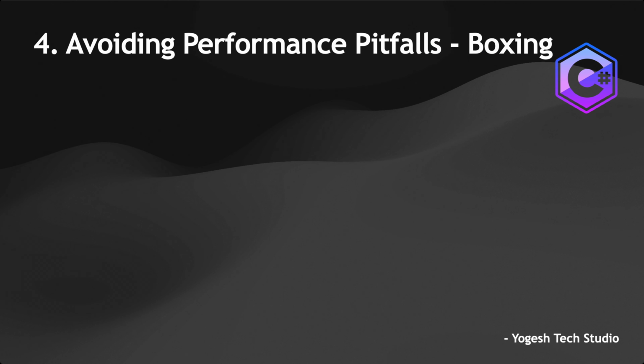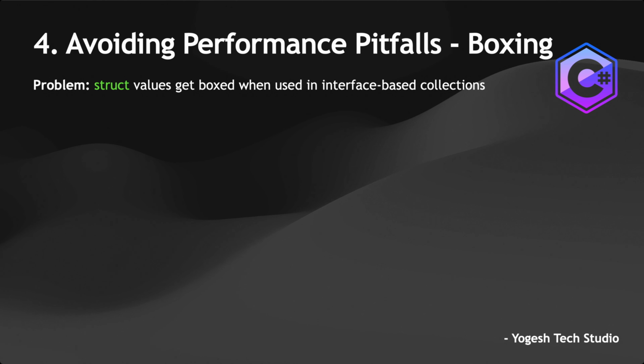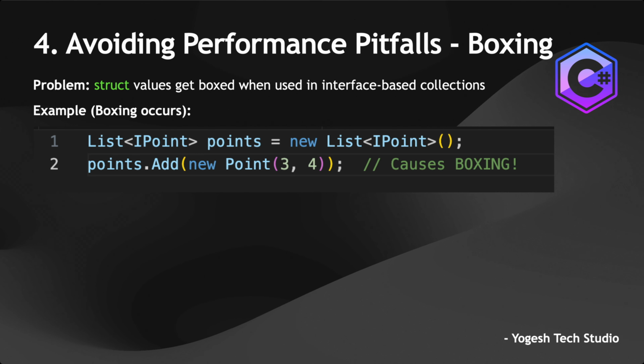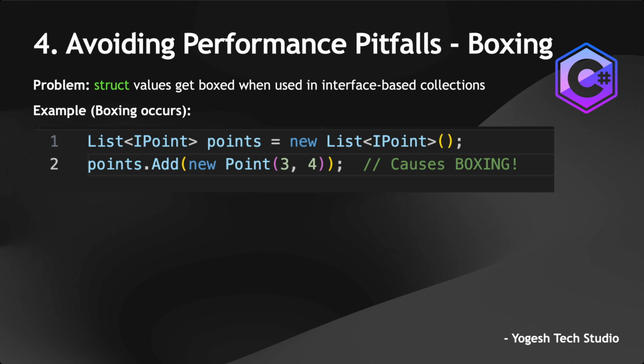Alright, now next let's discuss how you can avoid performance pitfalls like boxing. First, let's see what the problem is here. Struct values get boxed when used in an interface-based collection. So what does that mean? This is a big problem when using a struct with an interface. When a struct is stored in a collection of interface, for example like this, you're creating a list of points. Now whenever you add a new point to this points collection, this causes boxing.